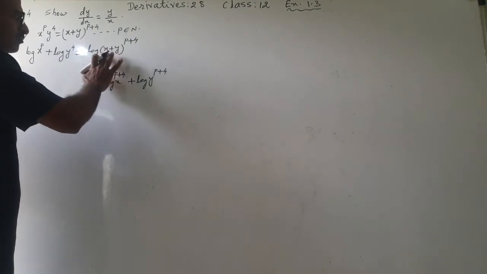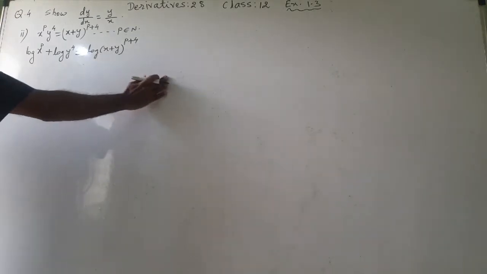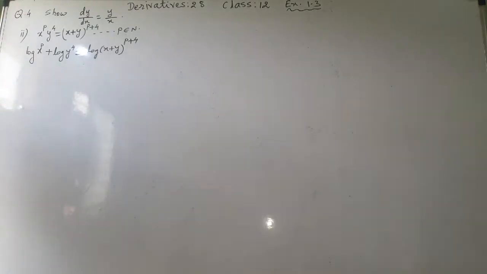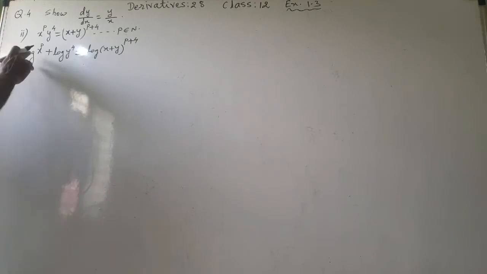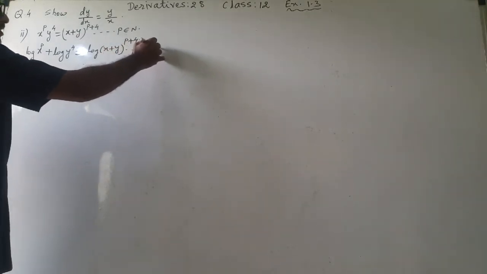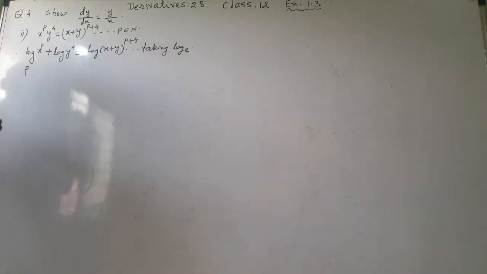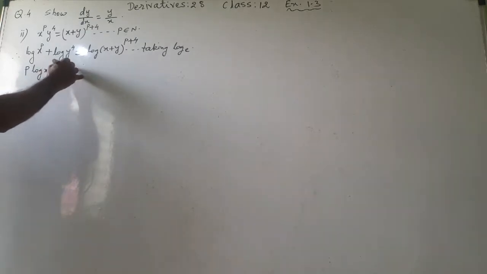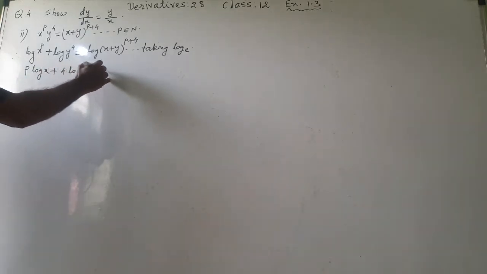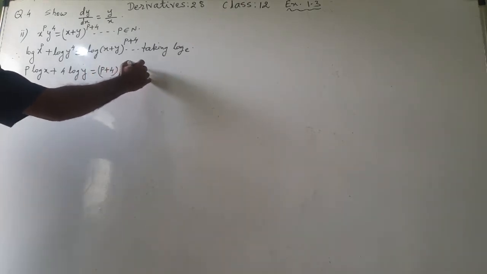So not now. For addition and subtraction, this cannot be separated. This will be the same. Now, this power will come in front. Therefore, here you write, taking log to the base e on both the sides: p into log of x plus 4 into log of y is equal to p plus 4 into log of x plus y.